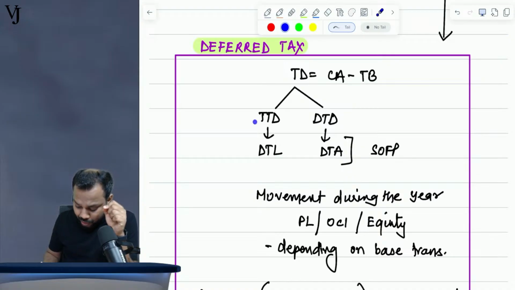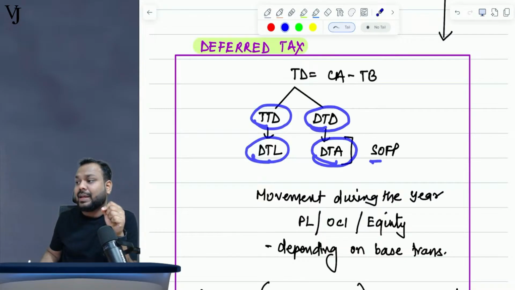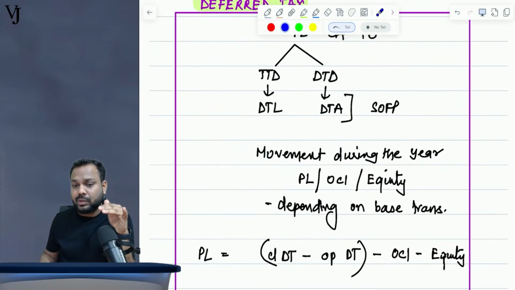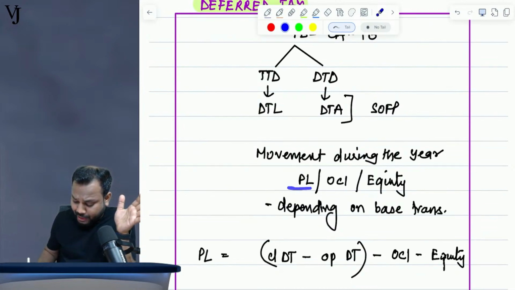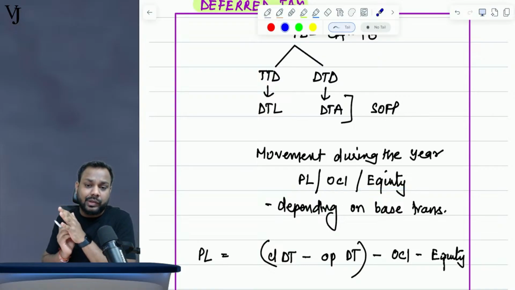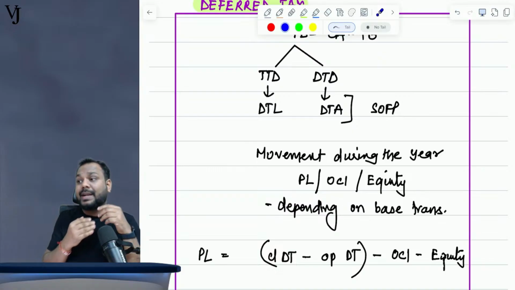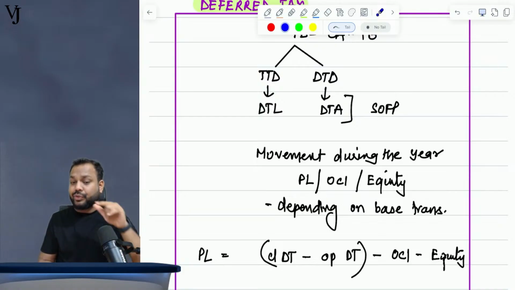Now understand, from taxable temporary difference, we create deferred tax liability. From deductible temporary difference, we create deferred tax asset in SOFP. The movement between the opening and closing deferred tax can go to P&L, OCI or equity depending on where the base transaction goes. Let's suppose the deferred tax is arising on account of depreciation. Now tell me, where does depreciation get accounted? P&L. So the deferred tax will also be accounted for in the P&L.